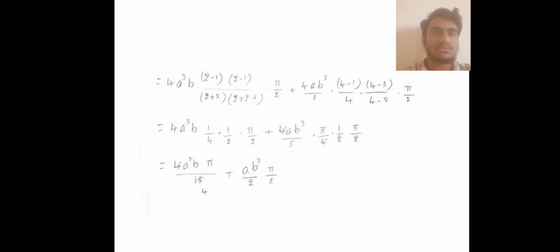b cube by 3, cos formula, we have to substitute m n 4: 4 minus 1 by 4, 4 minus 3 by 4 minus 2 into pi by 2. 4a b cube, 2 minus 1, 1, 2 plus 2, 4, 2 minus 1, 1, 2 plus 2, 4 minus 2, 2 into pi by 2 plus 4a b cube by 3 into 3 by 4 into 1 by 2 pi by 2. 4a cube b pi by 16 is 4 by 16 plus 4 a b cube by 3 into 3 by 8 pi by 2, a b pi by 4 plus a b cube pi by 4. Take the common a b pi by 4 (a square plus b square).